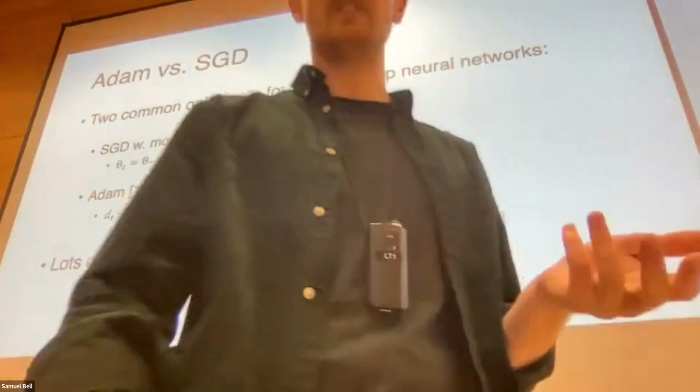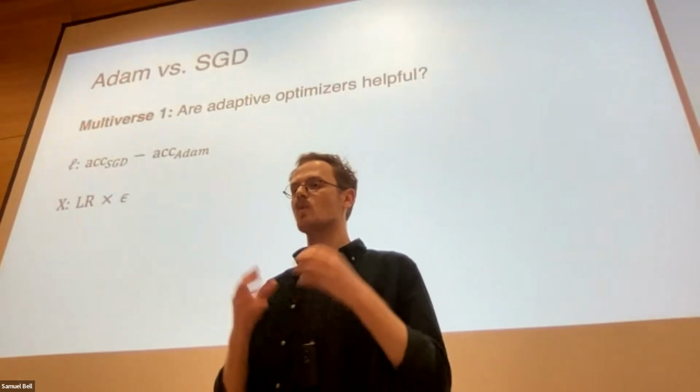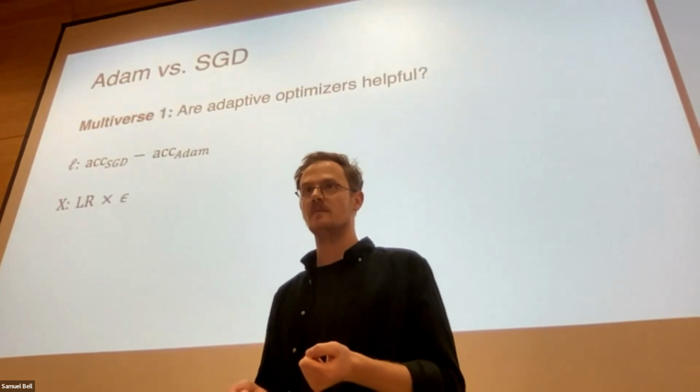So a natural way for us to think about this is to try and abstract over the differences and to think about whether adaptive optimizers are helpful, and to apply a multiverse analysis to answering that question.